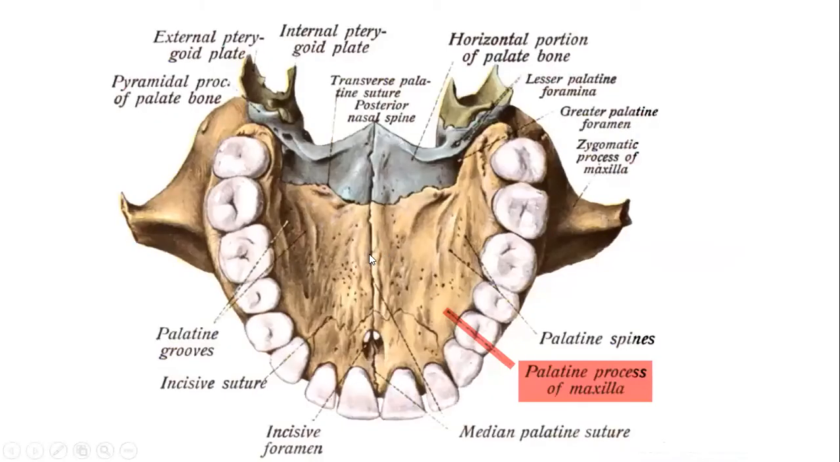This is another view showing the hard palate. This groove is a lateral groove that separates or demonstrates the area that is called the premaxilla or premaxillary part of the hard palate, which is supplied by the nasopalatine nerve that exits from the incisive foramen.